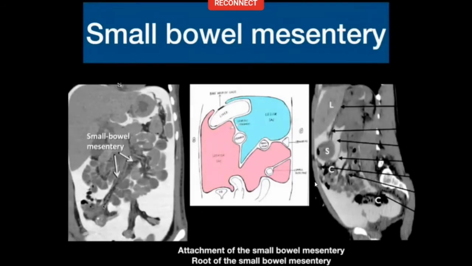Now there is a term known as the root of the mesentery. So some people use this whole attachment as meaning root of mesentery, and some people say only the portion where the SMA becomes intramesenteric. It has to come from the aorta. Remember, the aorta is a retroperitoneal structure, and then it goes into the mesentery. So where it enters the mesentery, some people say that is the root of the mesentery, and this is the suspension of the small bowel from the mesentery.